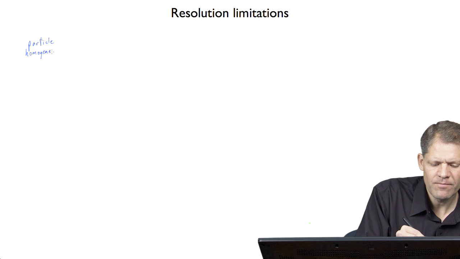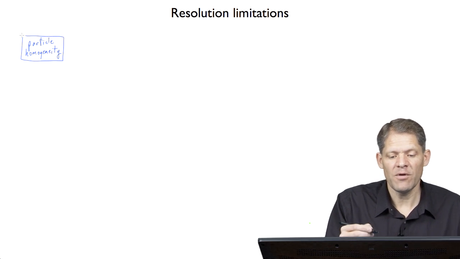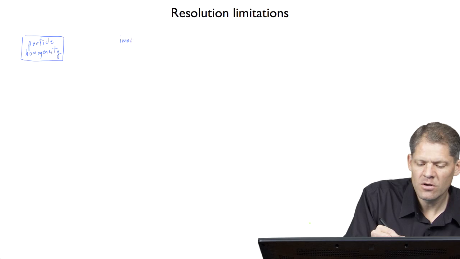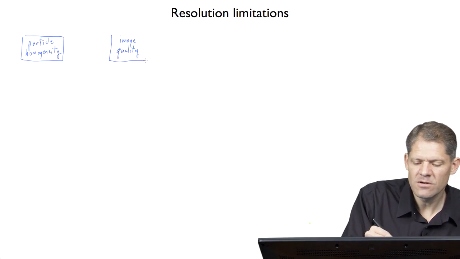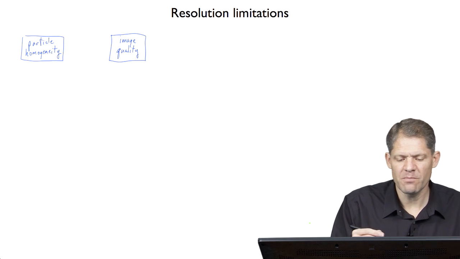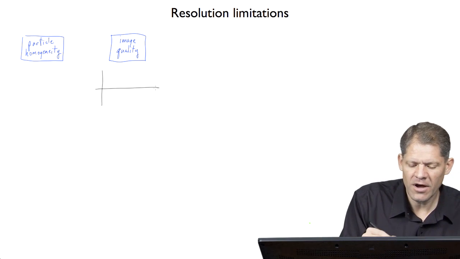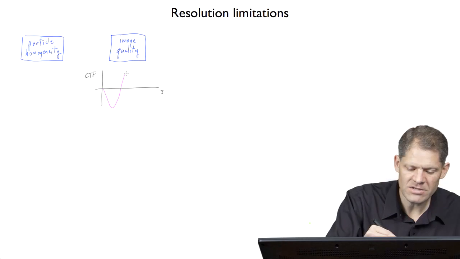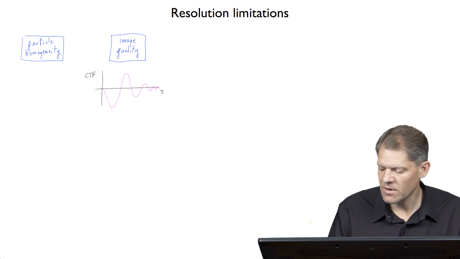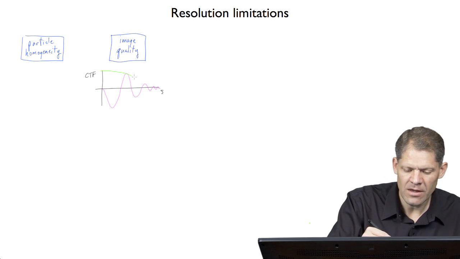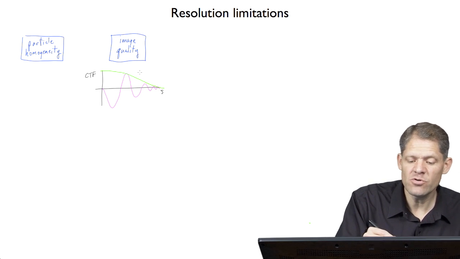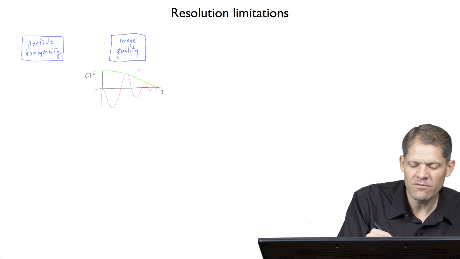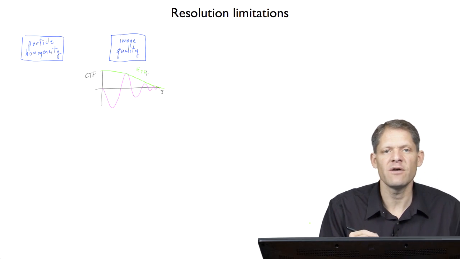And so among all the resolution limitations, we've just talked about how particle homogeneity limits resolution. And we've talked previously about how image quality limits resolution. And just to refresh your memory, we talked about how the contrast transfer function of images, as a function of spatial frequency, oscillates, and it's also damped at higher spatial frequency by envelopes. We talked about two envelopes specifically. We talked about an envelope due to spatial coherence of the beam.